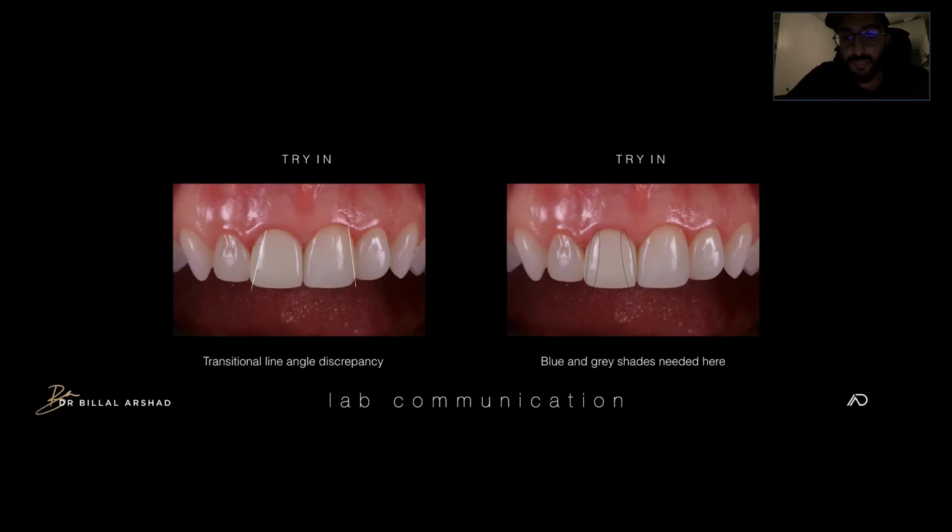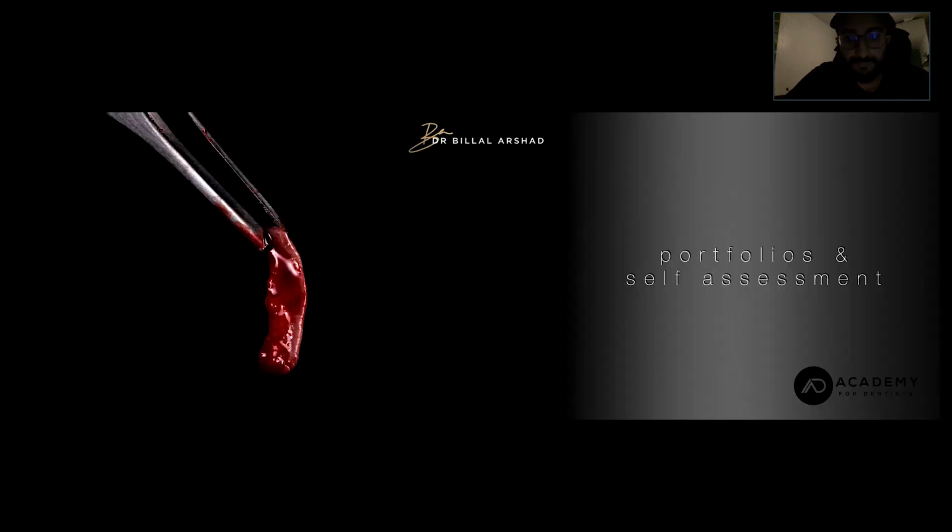Alternatively, you can communicate with your lab as well. Sometimes we pick up the phone and call our lab and tell them that we're not happy with a certain result. But taking a good quality photograph, documenting it and annotating it on a PowerPoint or Keynote presentation and sending it over to our technician goes a long way. It also improves the efficacy of your treatment and improves the outcome of your result as well.